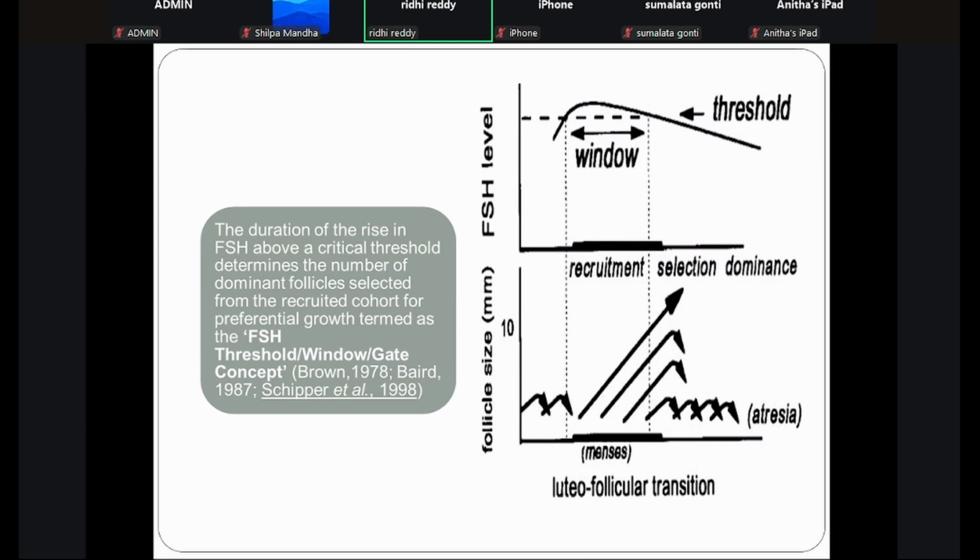Whenever we are stimulating in ART, what we are doing is increasing the FSH threshold as well as the FSH window, so that a greater number of follicles are recruited and we can pick up more oocytes.